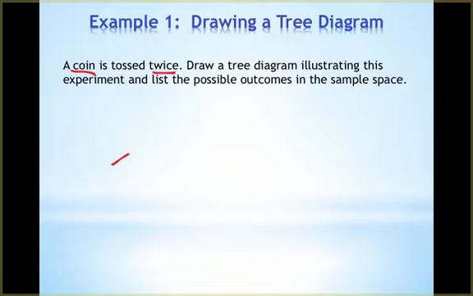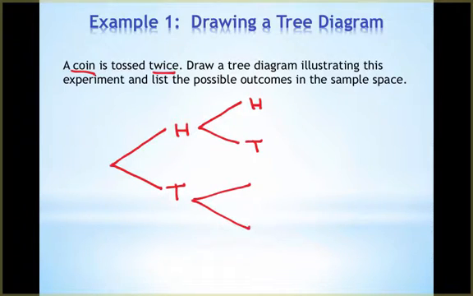The first toss, we have two possibilities. It could come up heads or it could come up tails. Then the second time that I've tossed the coin, you have the same probability of heads and tails again. So now we'll list what would be all of our possible outcomes, and that makes up the sample space.